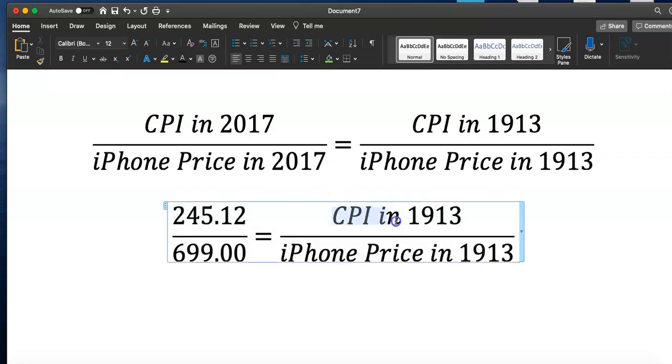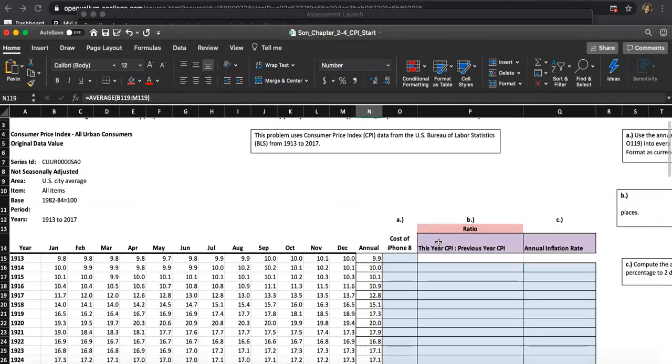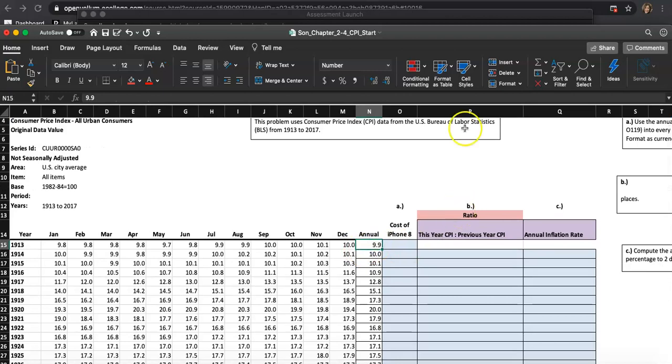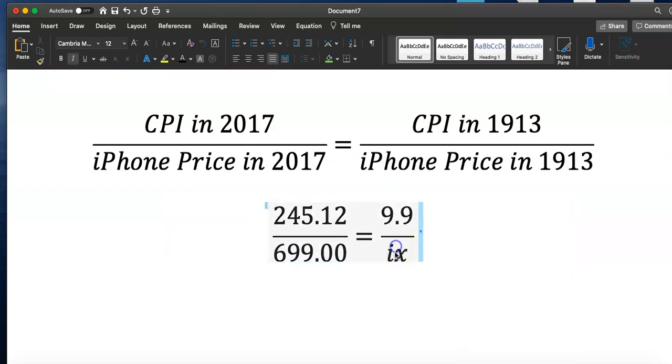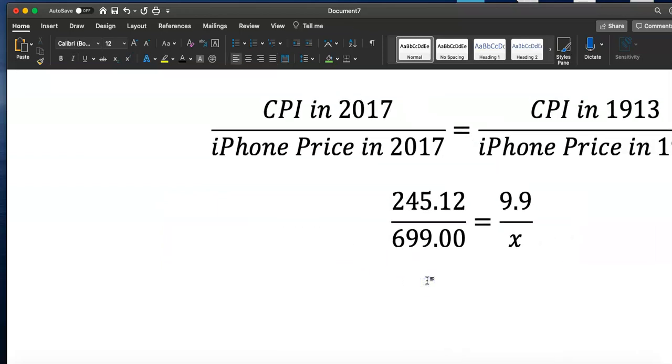Now, what about the CPI in 1913? We know that, right? This one was given to us on the table. So let me go back and grab that. What was the CPI in 1913? It was only 9.9. So I'm going to go ahead and type in 9.9 on top of this fraction. But what about the iPhone price in 1913? We don't know that, so put X there. Okay, not IX, X. Now let's go ahead and cross multiply.